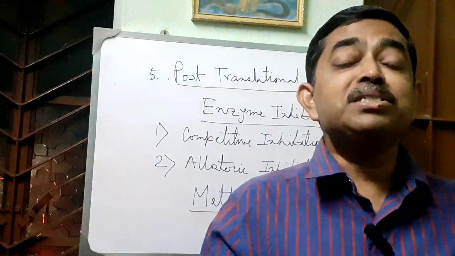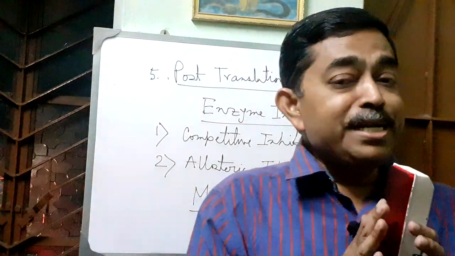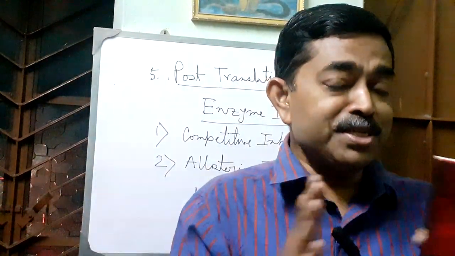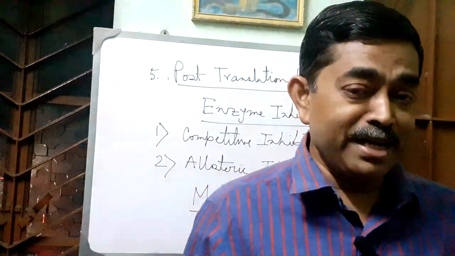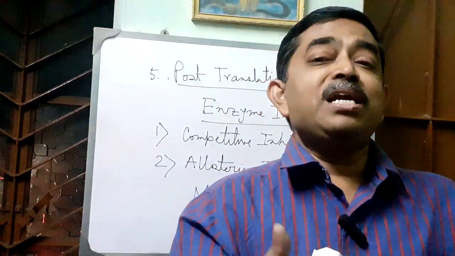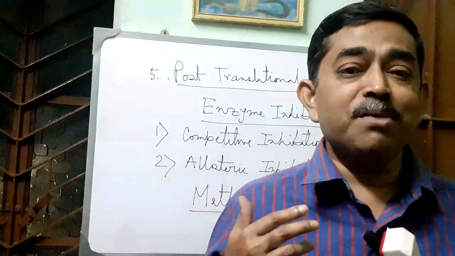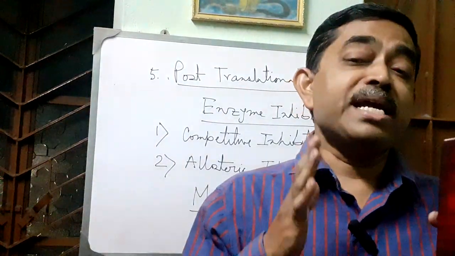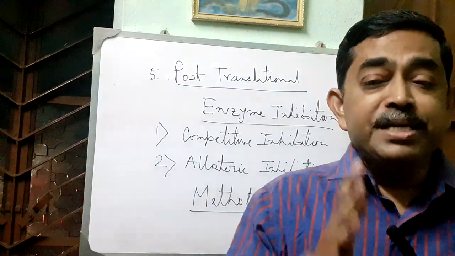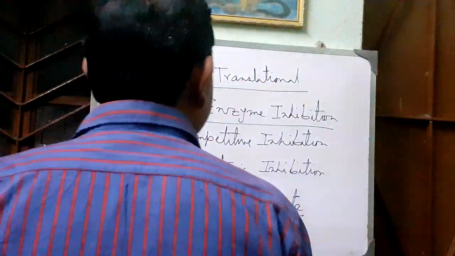But in this case, methotrexate not only prevents the cell division of the malignant cells, it also prevents the cell division of healthy cells. This is the problem of that drug, but it is very effective for cancer treatment. This is one example of competitive inhibition. And the second one is allosteric inhibition.